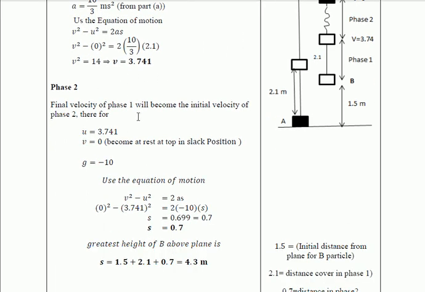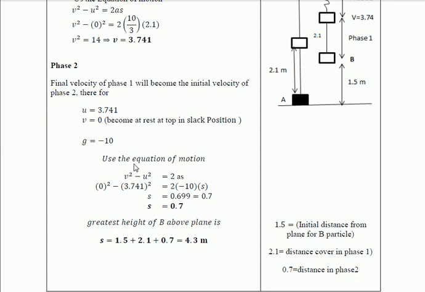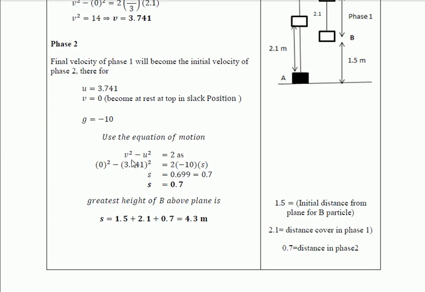The final velocity of phase 1 becomes the initial velocity of phase 2. Therefore, u equals 3.74, v equals 0 because it is at rest at the top, and a equals minus 10 because the particle is moving upward under gravity. Using the equation of motion, v squared minus u squared equals 2as, after putting in the values of v and u, the distance is s equal to 0.7. So the slack distance is 0.7.